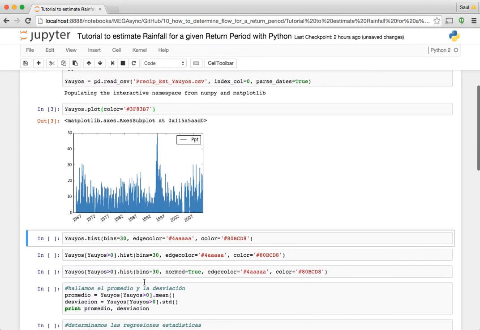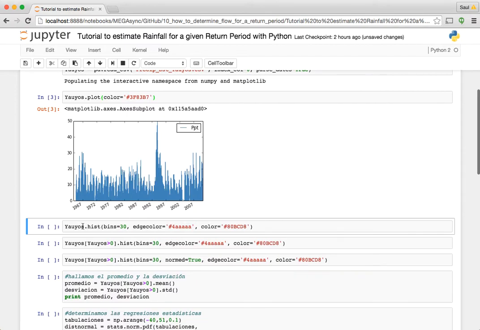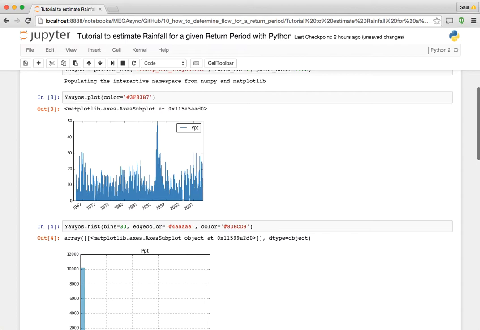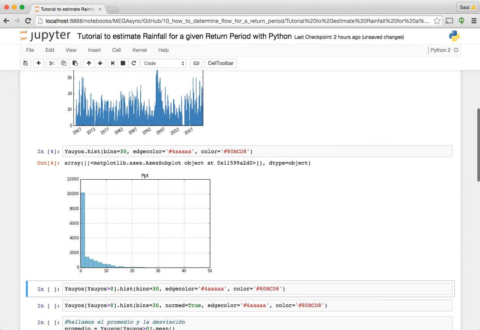Okay, so with this code we are going to make a histogram with bins, that is the number of columns, 30 columns, and these are just options to make some styles, so in fact they do not perform any operation at all. And here we have the histogram.